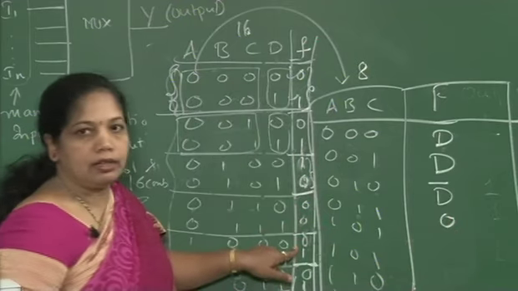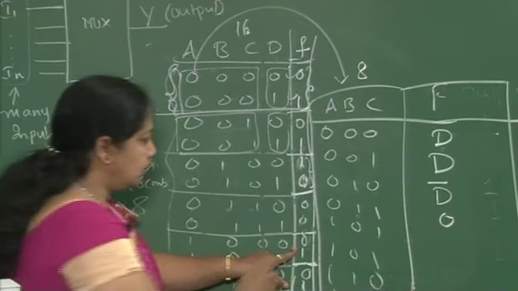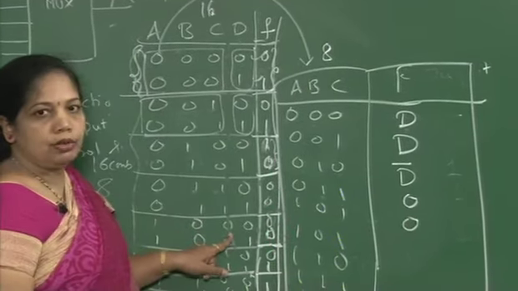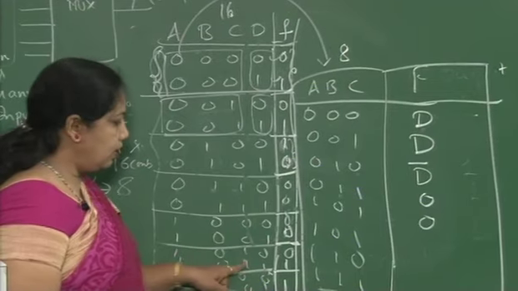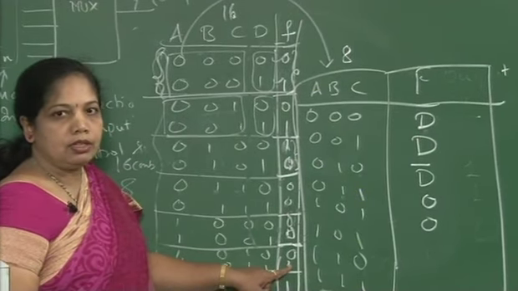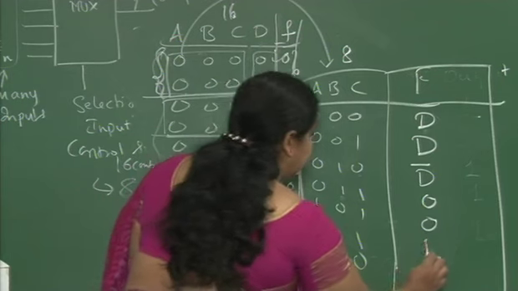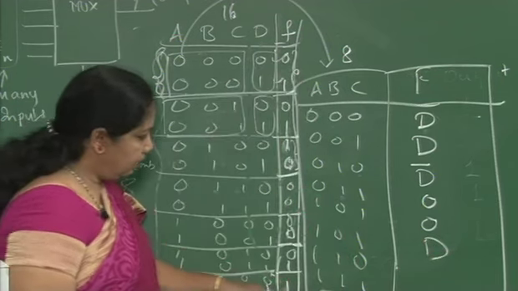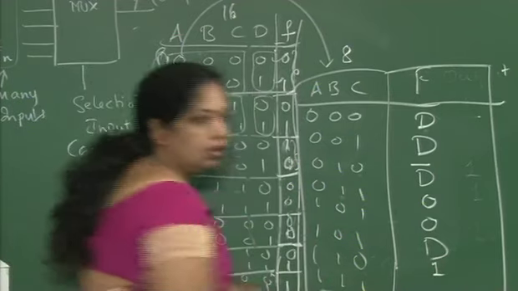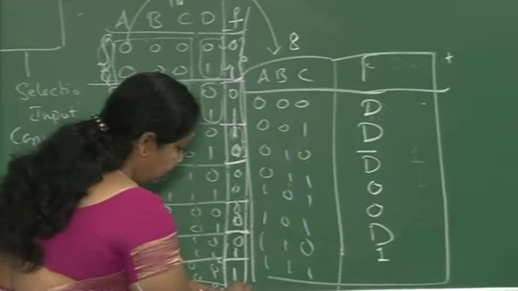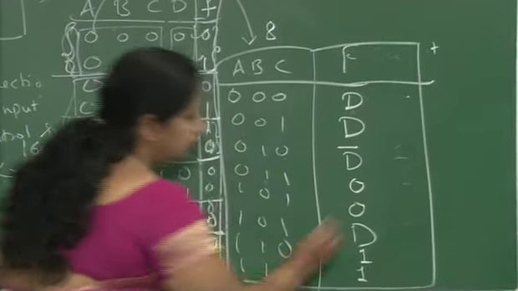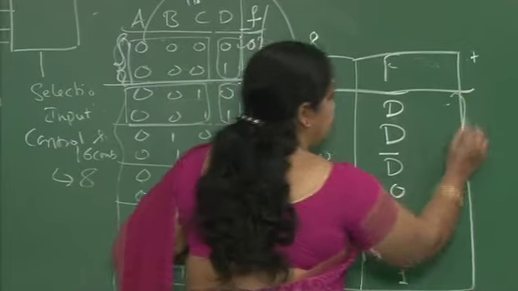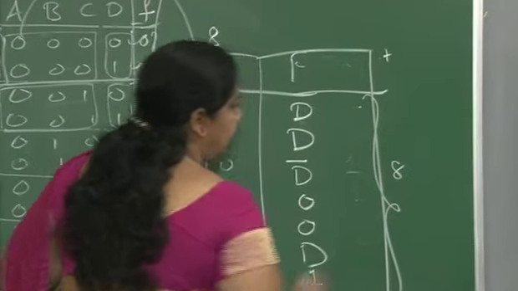Similarly I will write for all these combinations. Next is logic 0 for 1 0 0, then for 1 0 1, the 0 1 option is D. For 1 1 0, it is 1 1, so logic 1. For 1 1 1, once again the output is 1 1, so logic 1.